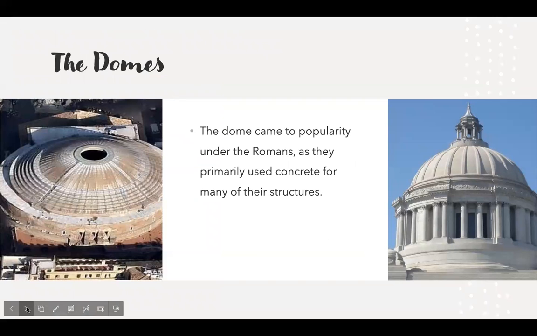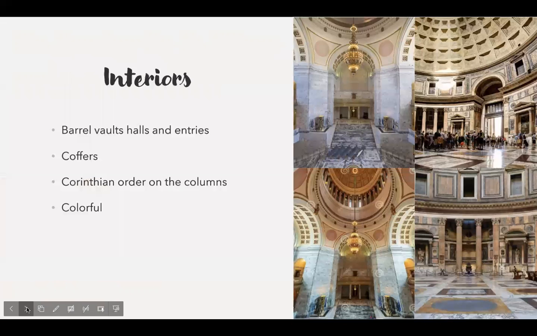So then just to point out the domes specifically, you can see that the domes look very different, but I still think that the dome came to popularity under the Romans as they primarily used concrete for many of their structures. It was a lot more flexible and they had a lot more fluid movement that they could make. So I definitely think that's a good comparison to have as well.